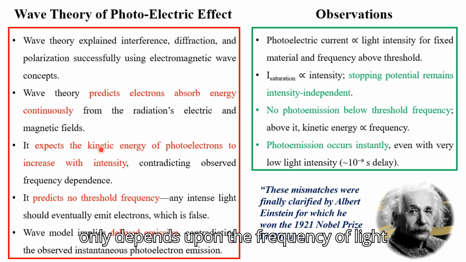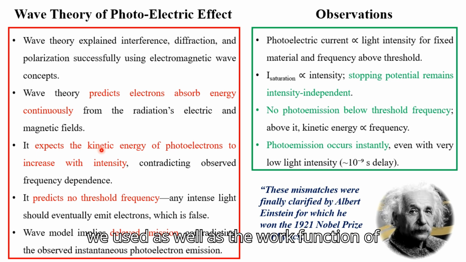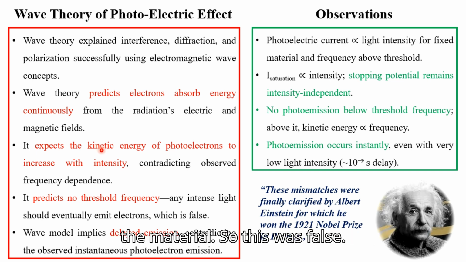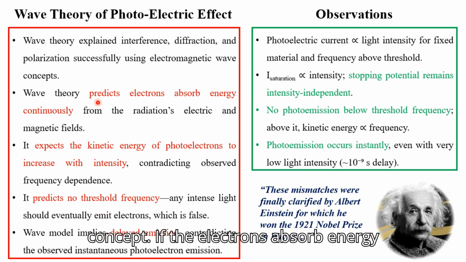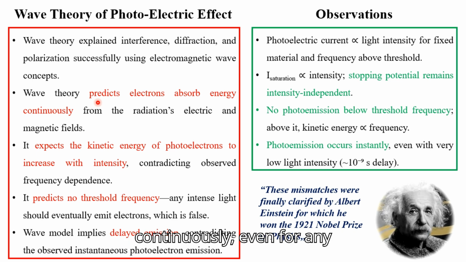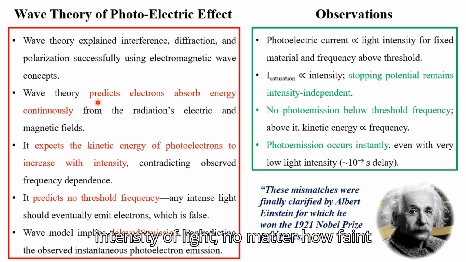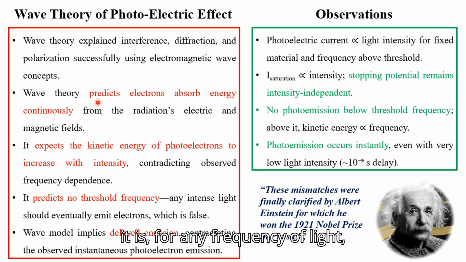So it only depends upon the frequency of light we used as well as the work function of the material. So this was false. So the statement was already in trouble. And also it predicted there is no threshold frequency. According to this concept, if the electrons absorb energy continuously, even for any intensity of light, no matter how faint it is, for any frequency of light, there will be emission of photons, right?